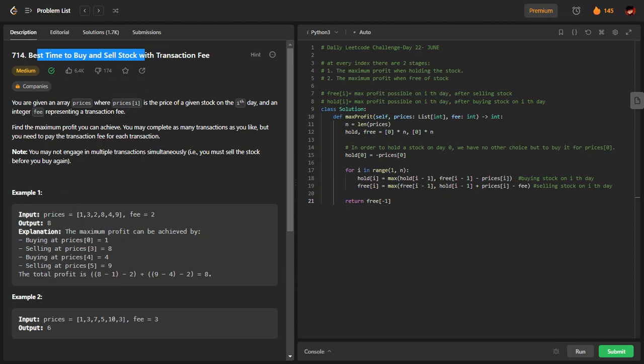So we are given, let's see the input first. We are given an integer array called prices, and then we are also given a fee. Basically these are prices of stocks. We are given the prices where prices[i] is the price of the given stock on the ith day. For example, this is the price on the 0th day, this is the price on the second day, and so on. And an integer fee representing the transaction fee.